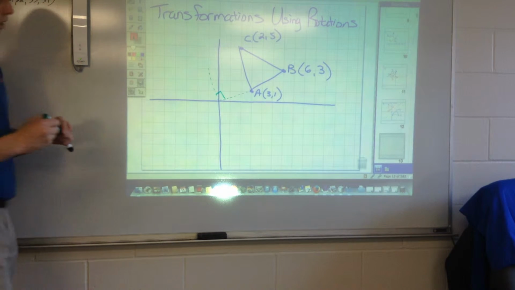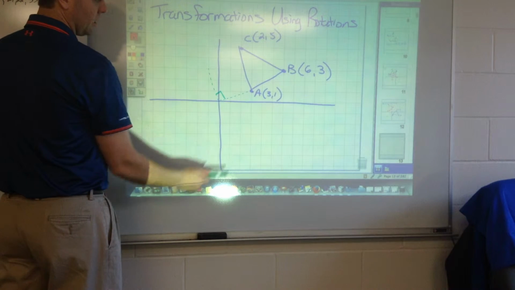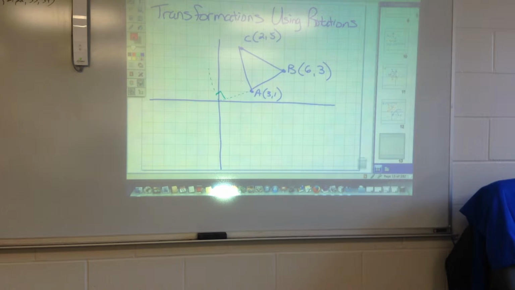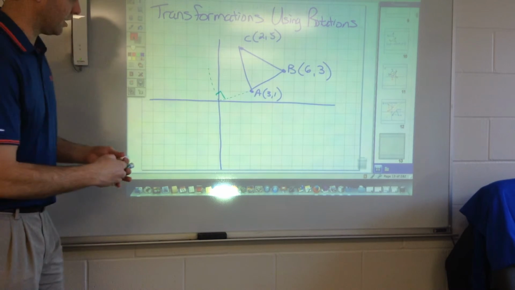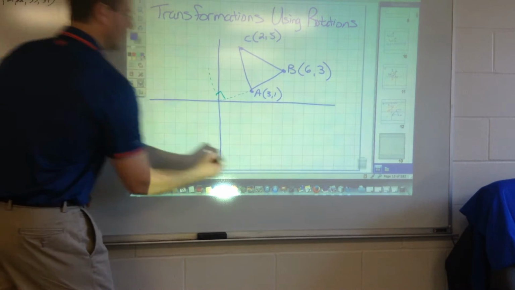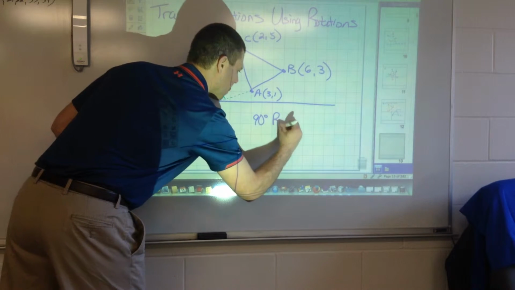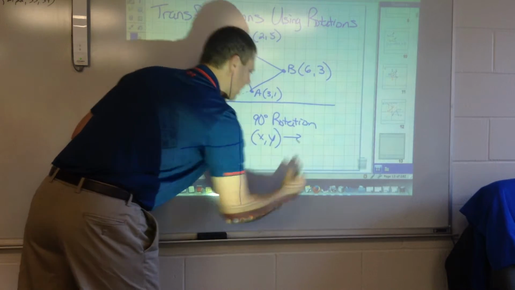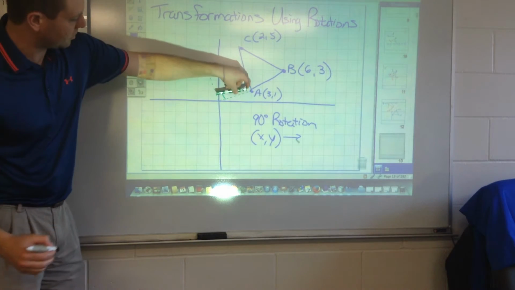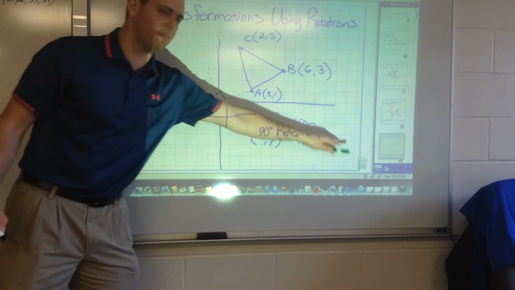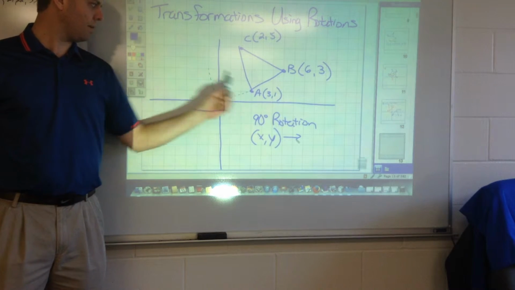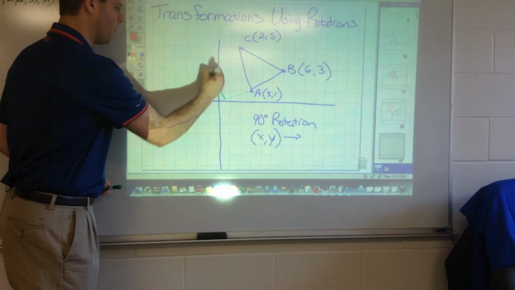So notice, where does this point end up? This point 3, 1, where did it end up after a 90-degree rotation? Negative 1, 3. So let's think about this. For a 90-degree rotation, you can take whatever x, y value they give you, like 3, 1 for instance, and we rotate it 90 degrees, what will it map to? It's the opposite reciprocal. So 3, 1 became negative 1, 3.